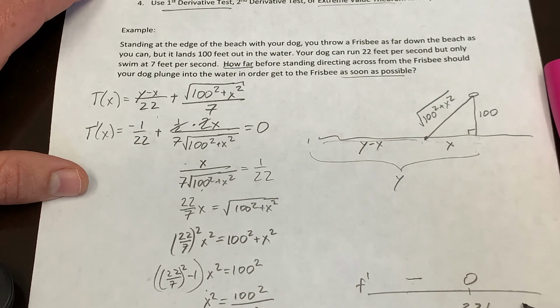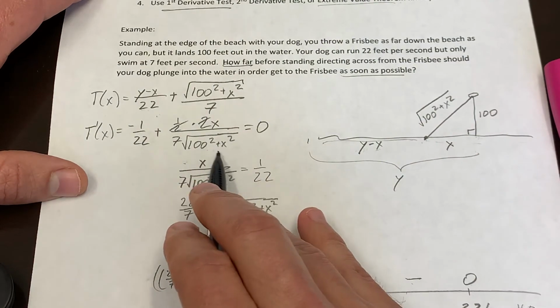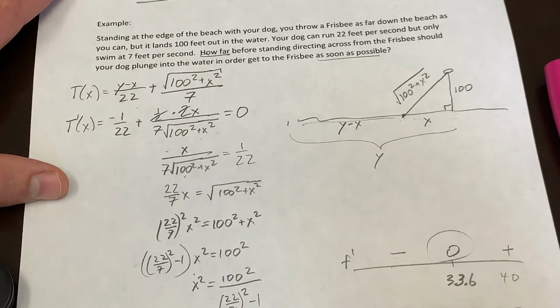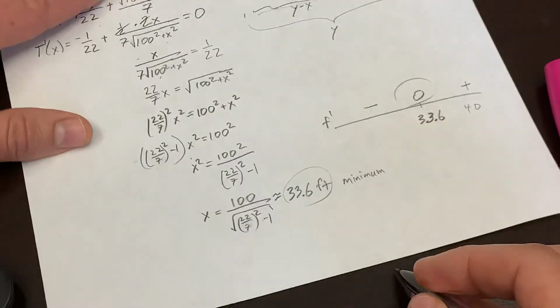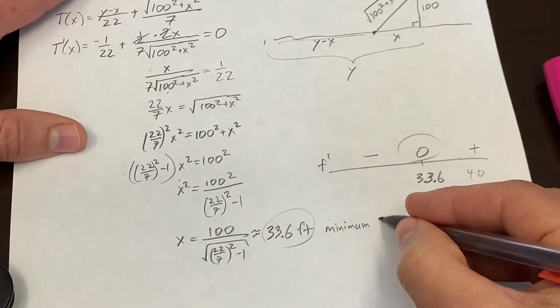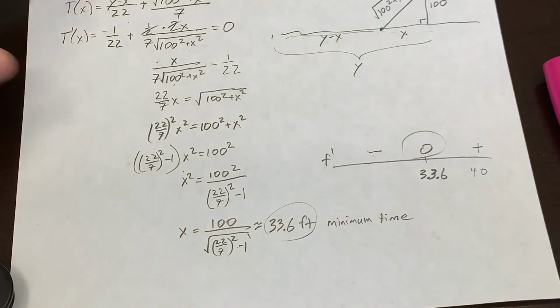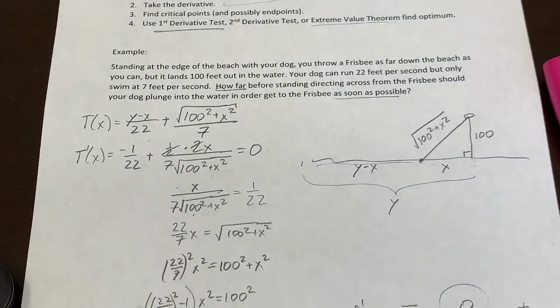You could plug in a point that's a little higher. You could plug in 40, for instance, here and there, and you'd actually get something that's positive. That tells you that this is a minimum. It minimizes time, right? This distance will get you the minimum time. Now, that's something that you can use with optimization, but it also makes practical sense.